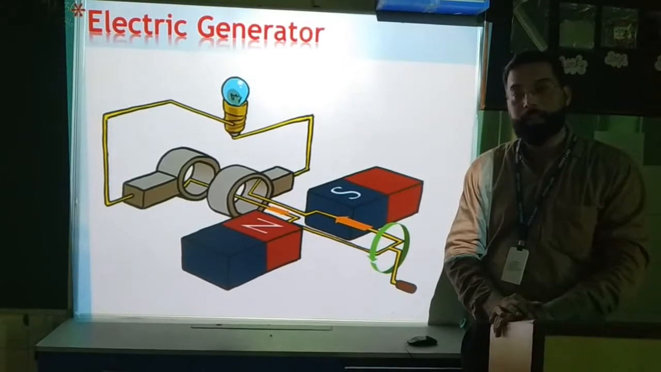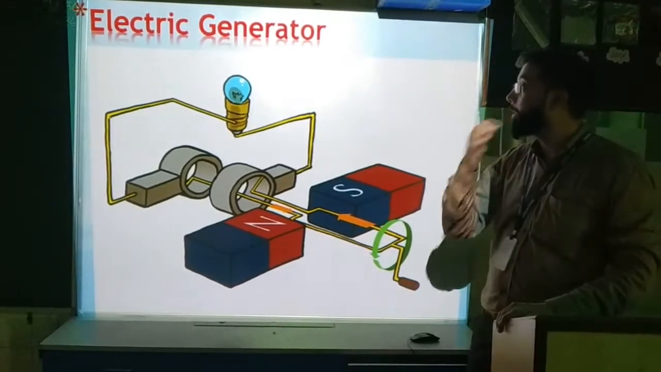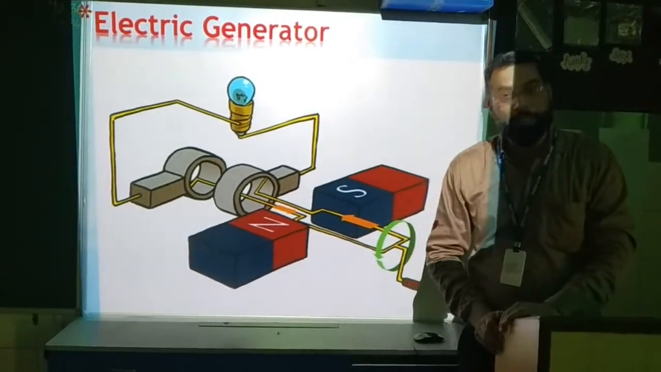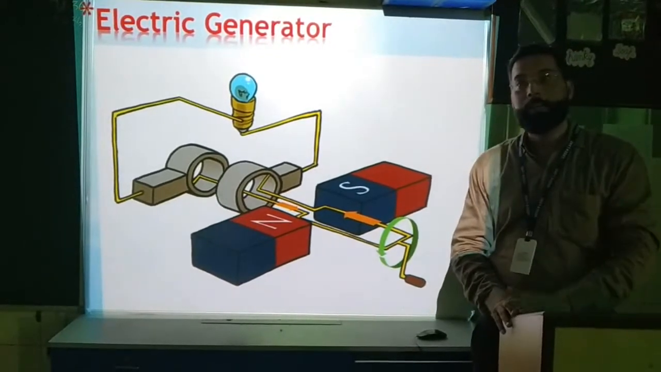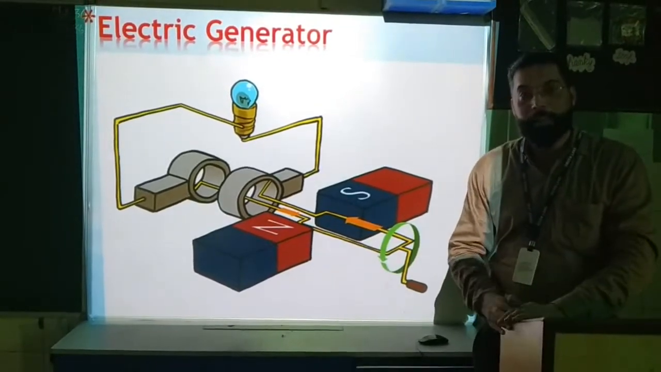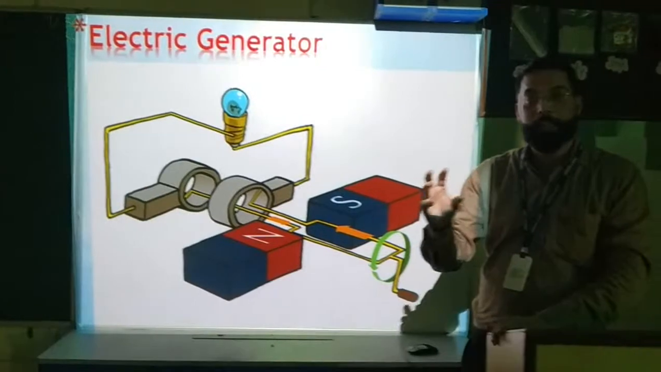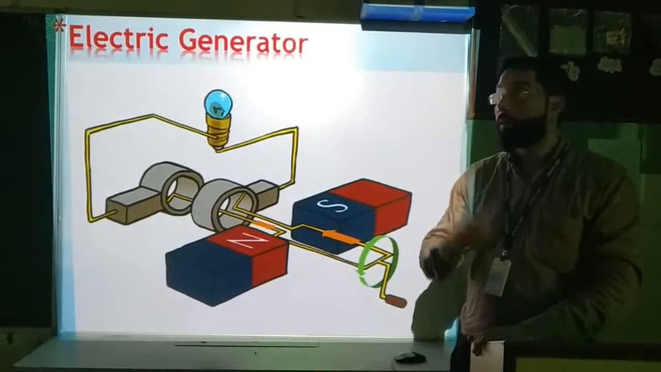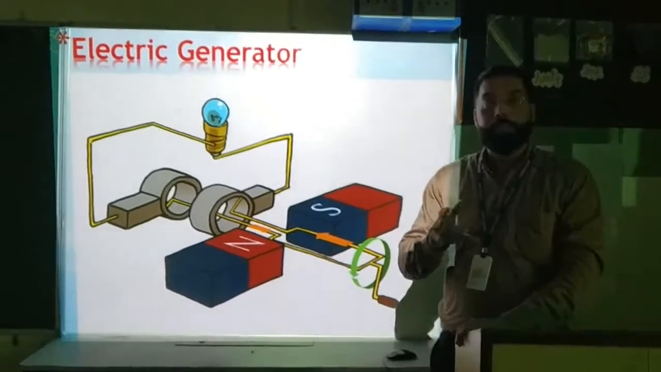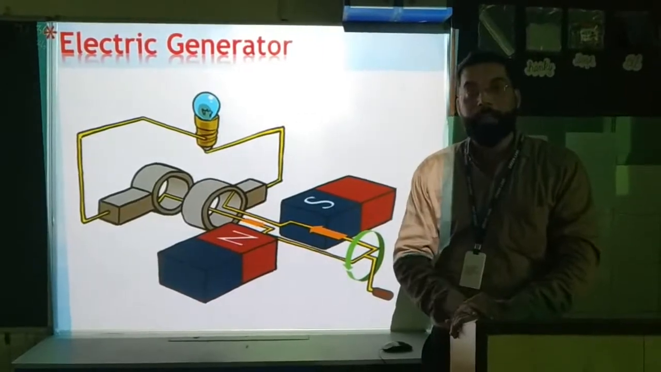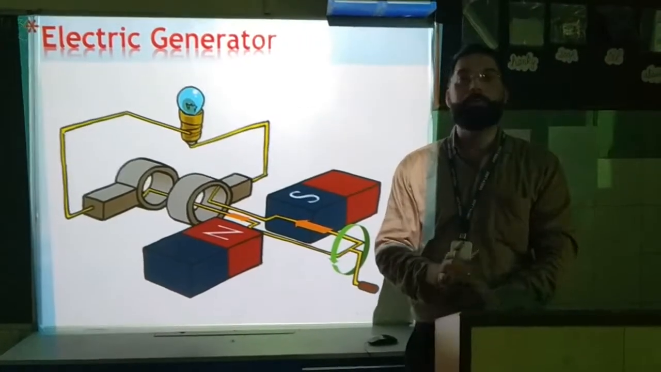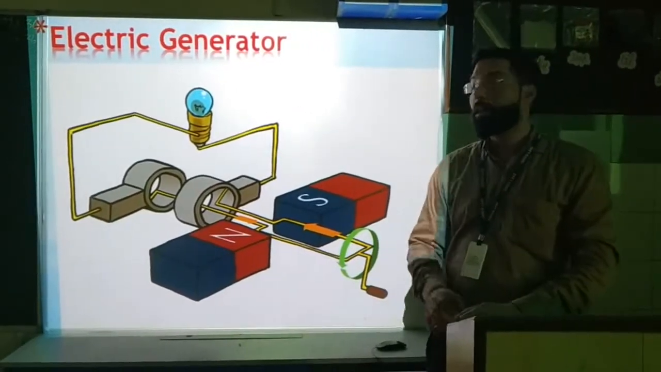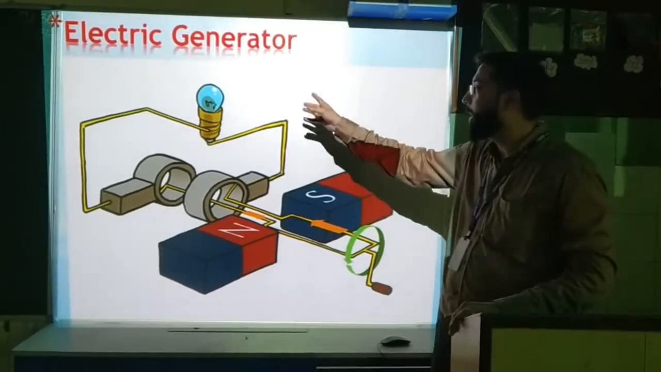Now what is AC generator? AC generator is a device which converts mechanical energy into electrical energy in the form of alternating current. Now DC generator is one which converts mechanical energy into electrical energy in the form of direct current. Now first of all we will see what is AC generator.